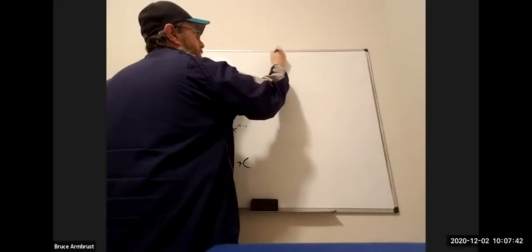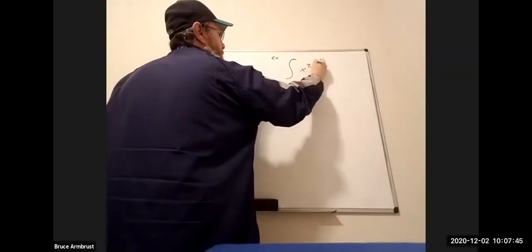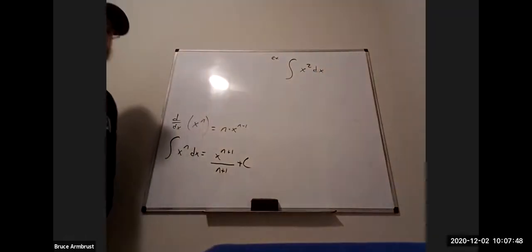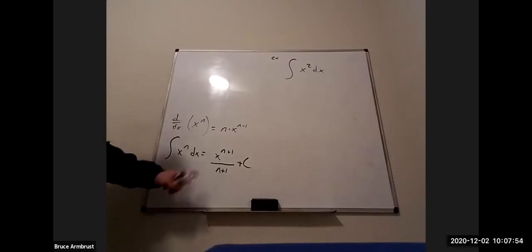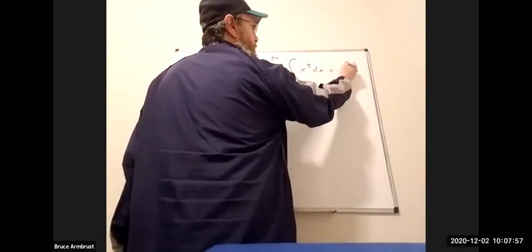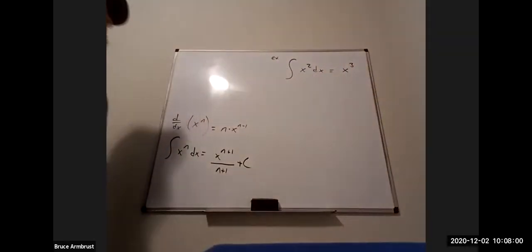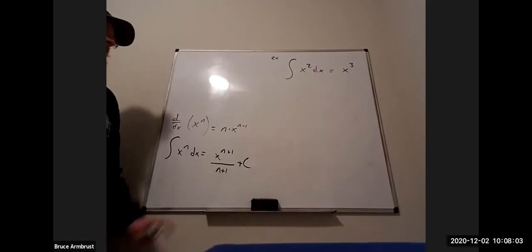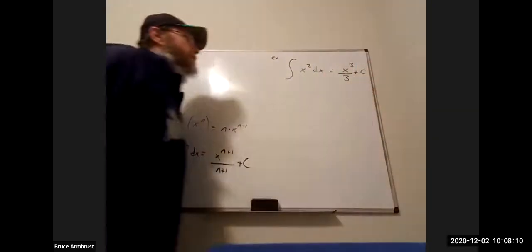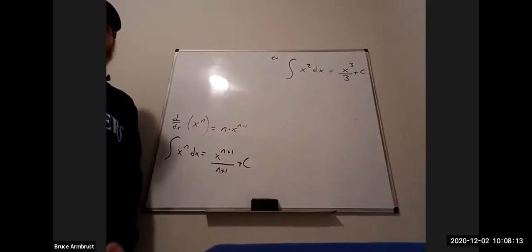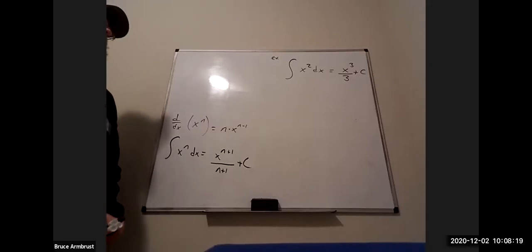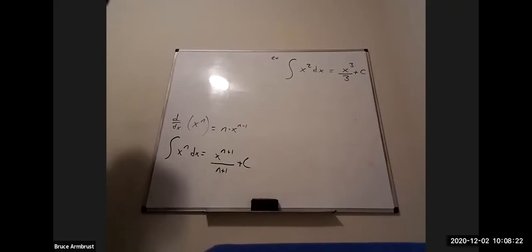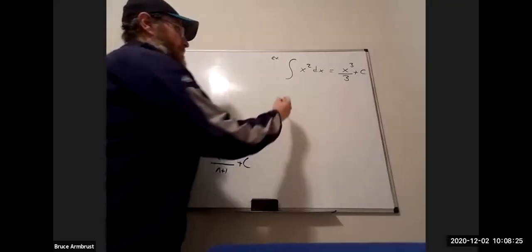So how about, let's find the antiderivative of x squared. We're going to integrate x squared. So what we're going to get, we have to increase the exponent by 1. So it's going to be x to the third. And then we need to divide by that new increased exponent. So the antiderivative of x squared is x cubed over 3. All right, here's another one.